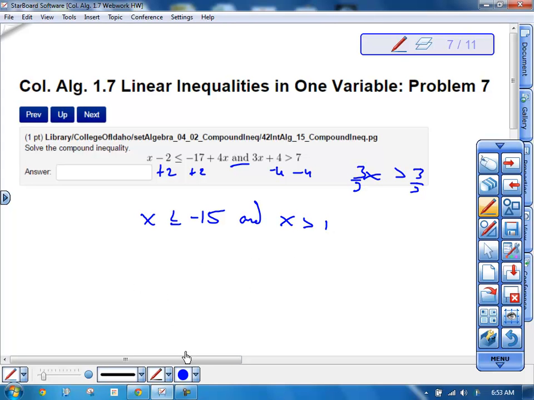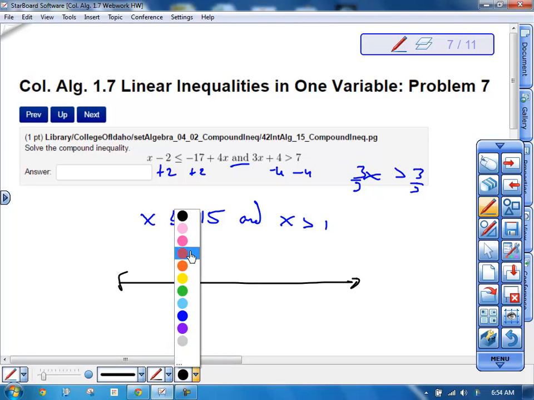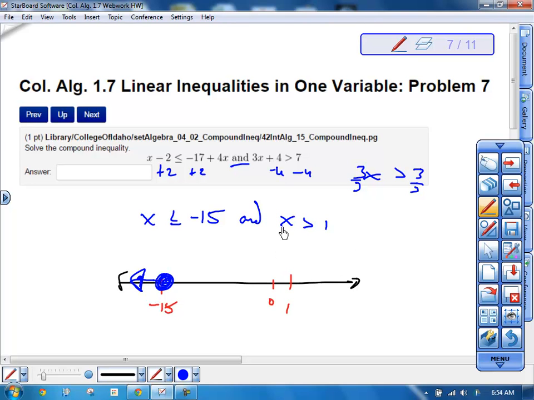Once again, it really helps when you give your final answer as a compound inequality to draw a number line if you're confused at all. So we want x to be greater than 1. So here's 1, here's negative 15, here's 0. So x is less than or equal to, be a closed circle, this way. And greater than 1 would be an open circle this way. So unfortunately, I can't write this as a compound inequality.